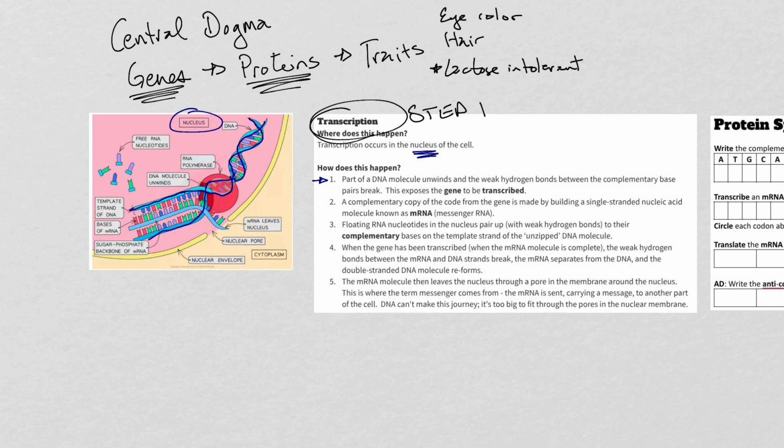So when this process happens, it's only the gene that your cell is trying to produce the protein of that is transcribed. If you have questions about what a hydrogen bond or a complementary base is, I would go back to our DNA drawing video. Okay, step 2. A complementary copy of the code from the gene is made by building a single-stranded nucleic acid molecule known as mRNA. So mRNA is this molecule here, this single strand that is being made as a copy of one of these DNA strands.